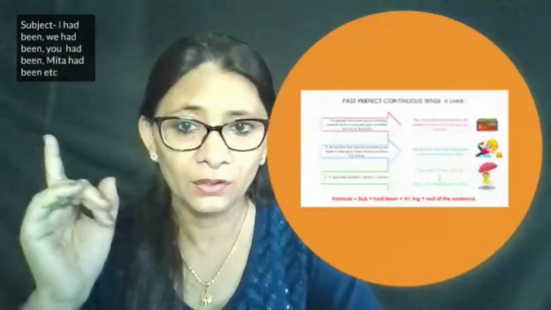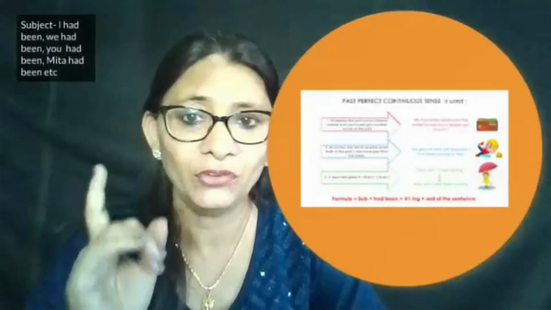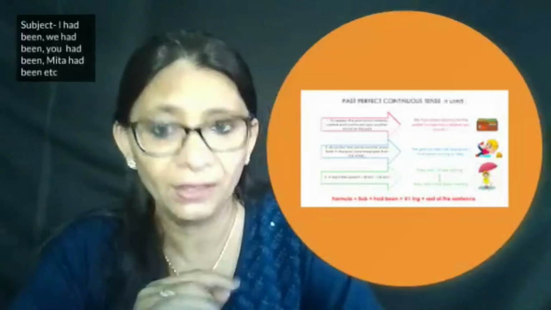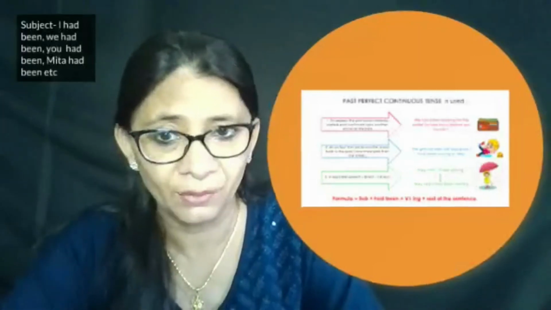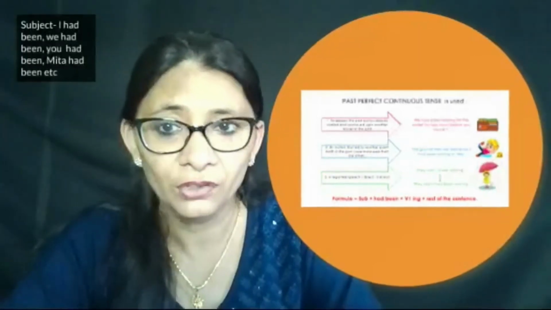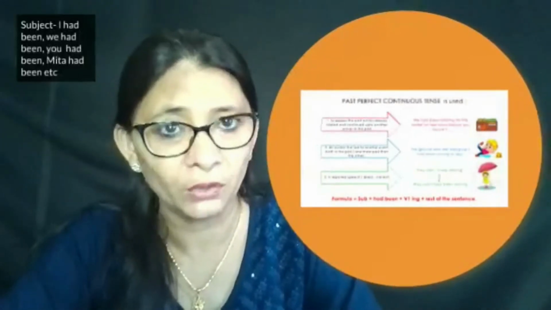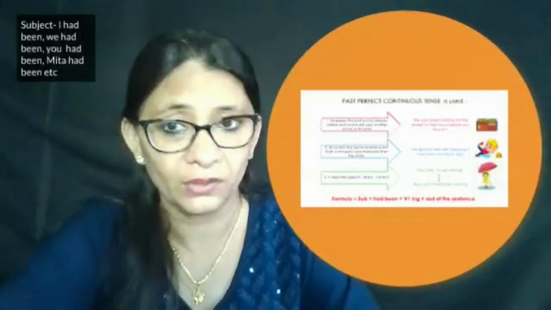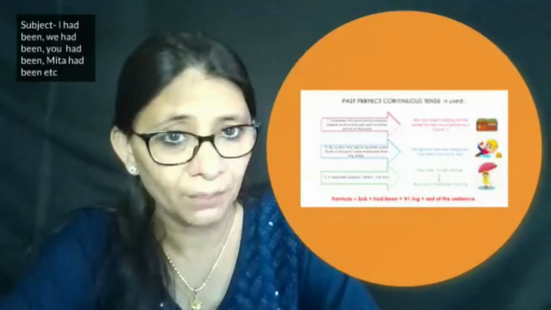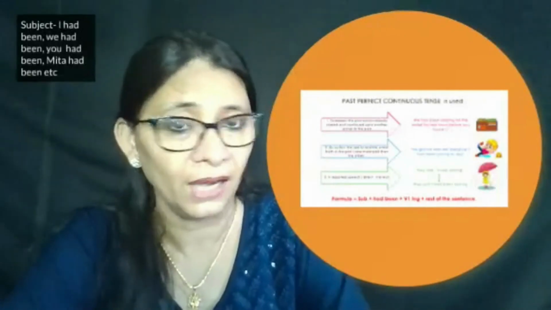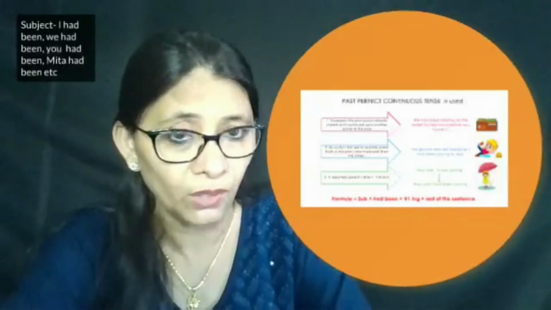Just look up here. The subject is mentioned along with had been. See, had been is coming with every subject, whether it is I, we, you, Meeta, whatever it is, had been is added to it to make it past perfect continuous. So it will be subject plus had been plus V1 plus ing. Ing will be added to the first form of the verb.